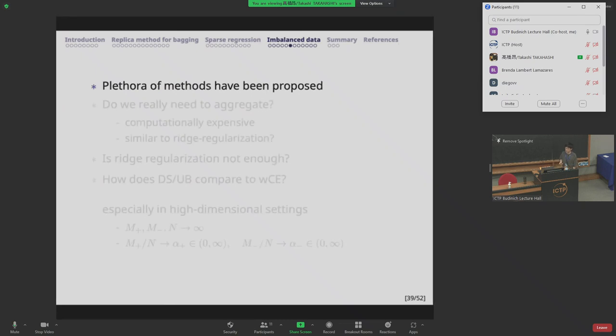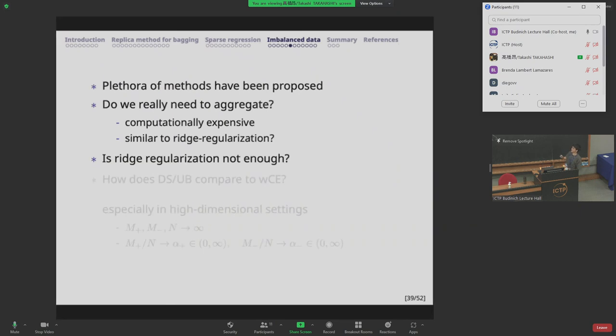So many methods have been proposed, including the ensemble method. Actually, there are too many methods proposed, so choosing one good method is very difficult. What I want to ask is, do we really need to aggregate? Because aggregation is computationally very expensive, as we need to obtain the estimator for many realizations of the resampled data set. If this bagging procedure is very similar to ridge regularization, well, maybe we can obtain a nice estimator just using one realization of the downsampled estimator and by choosing a good realization.